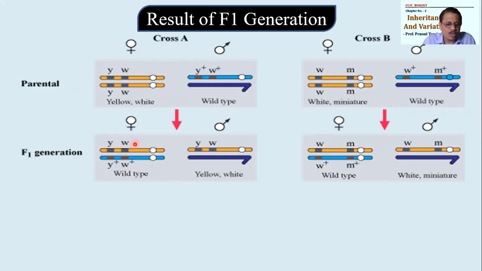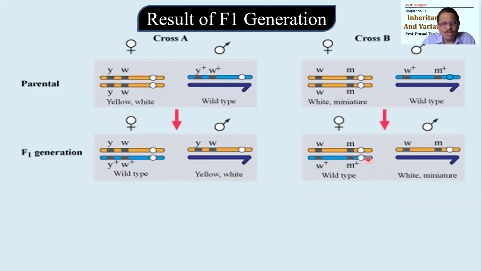small y small w genes will remain suppressed. What will happen here? The genes are present only on X chromosome. Similar genes are not present on Y chromosome. So as there is one X chromosome and one Y chromosome, this individual is male and both the recessive genes will express themselves. So it will be yellow and white. So color of body will be yellow, color of eyes will be white.